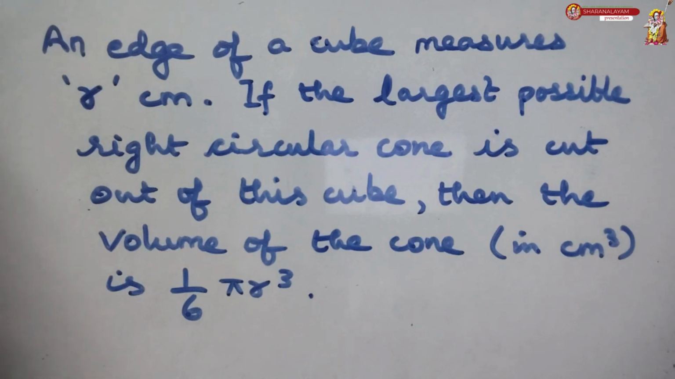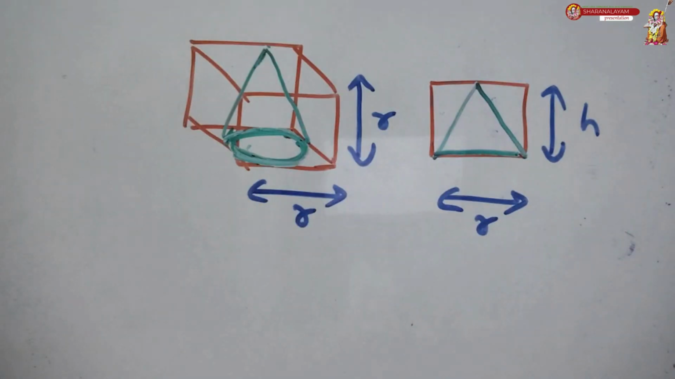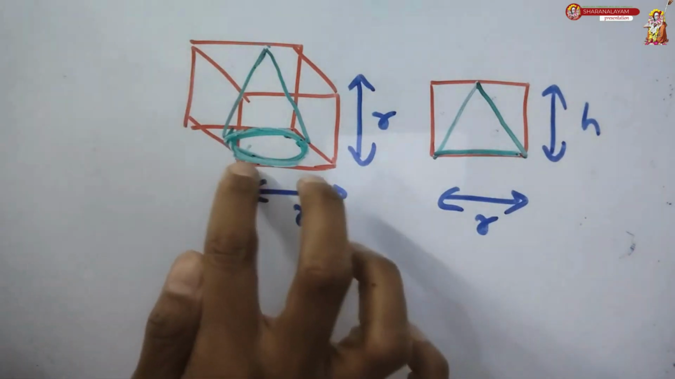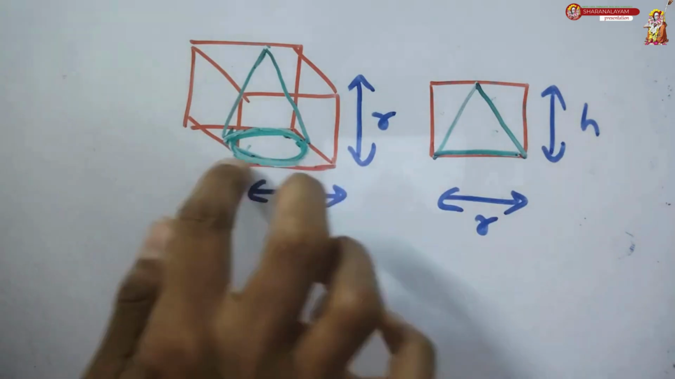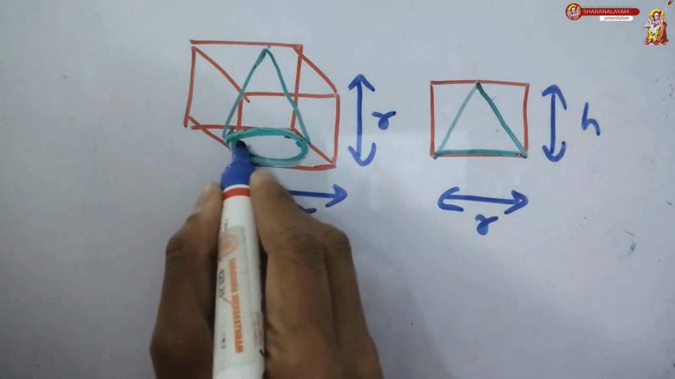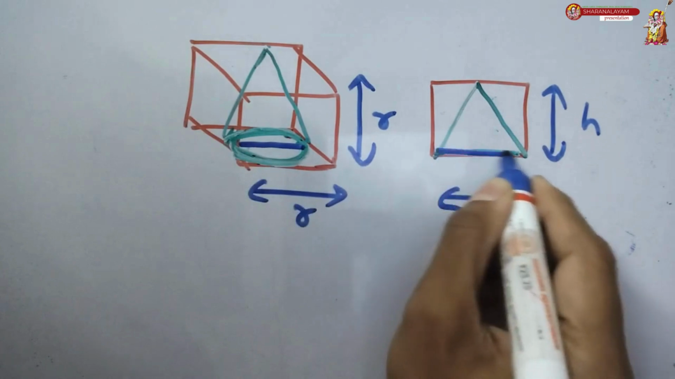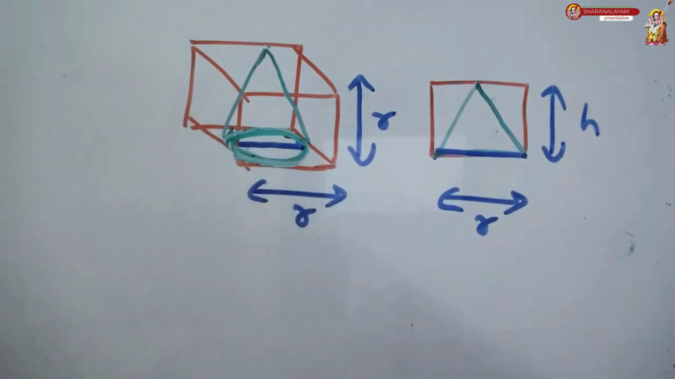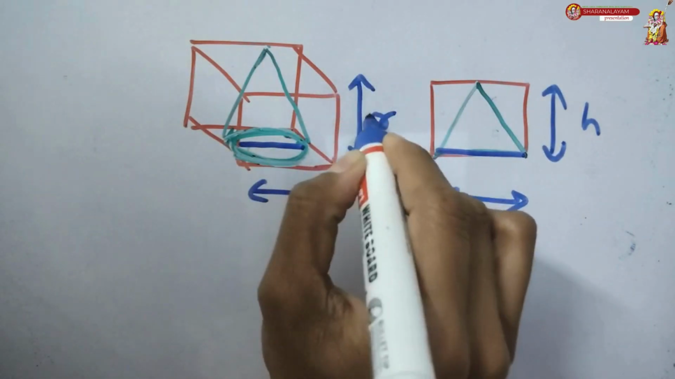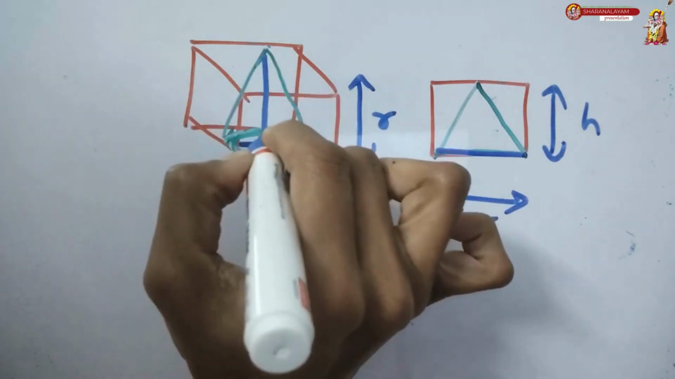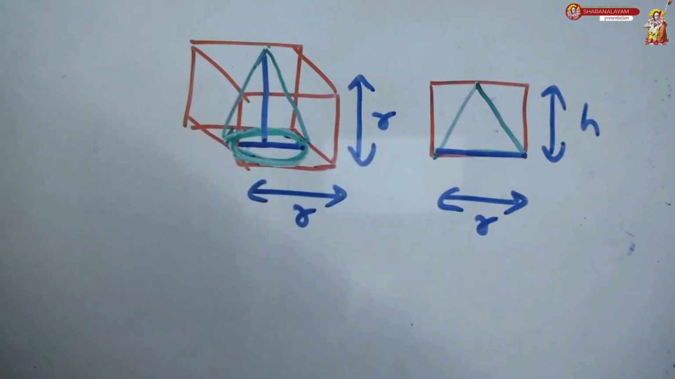Let's see. We have the cube and the largest possible right circular cone is cut out of this cube. Now we can see that if the side of this cube is r, then the diameter of this cone is also r, correct? The diameter of the cone is r. Again, if the height of the cube is r, then the height of this cone is also r, correct? So the height of the cone is r and the diameter of the base is r.